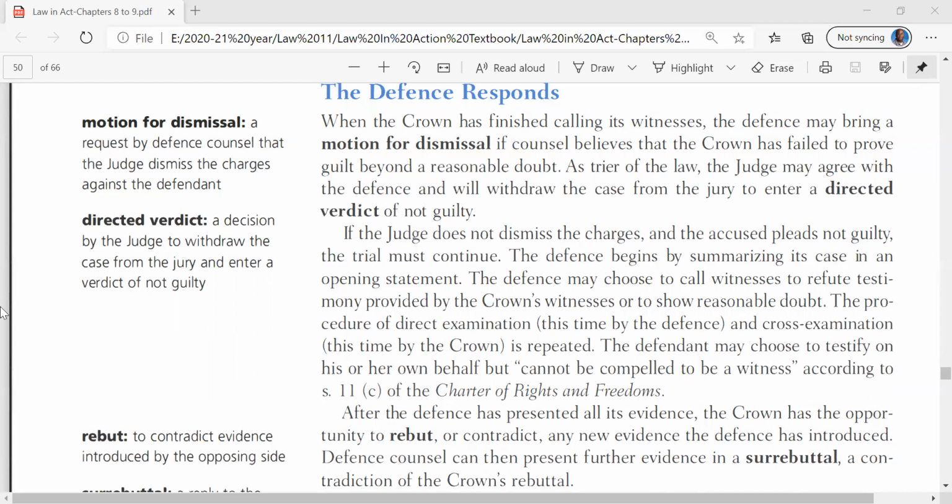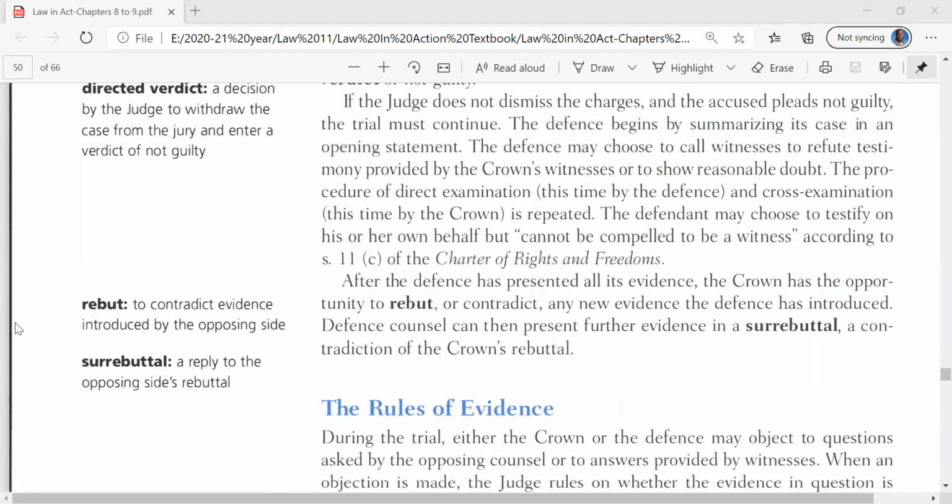And if that happens, you have something called a surrebuttal, which means that the opposite side can ask the question again to clear up anything that was brought up, right?